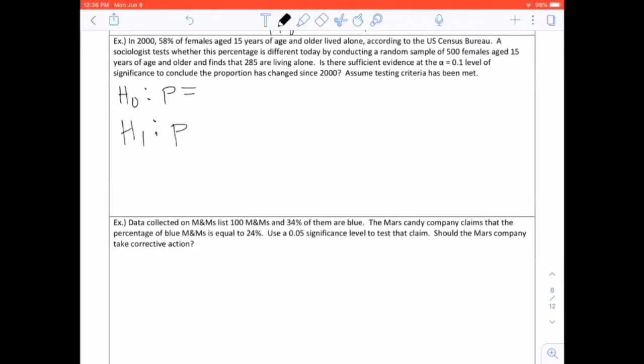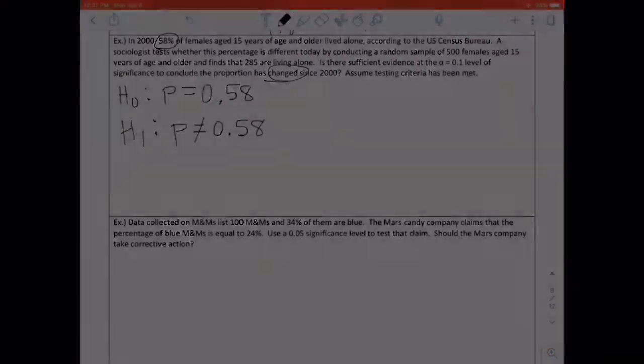Equal sign for our null. And we are saying 58%. So I'll write that as a decimal, 0.58. And then it says, has it changed since 2000? So change should be not equal to 0.58. And that number stays the same.